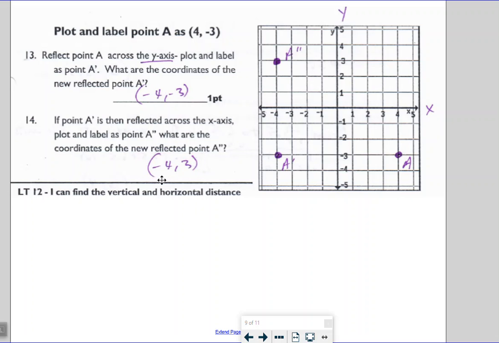Notice the connection here between our coordinates. We started at 4, negative 3. We went over here, so our x coordinate changed. And then we went up here, so our y coordinate changed. Okay, remember some of that information about what's changing when you're reflecting across an x-axis or a y-axis.